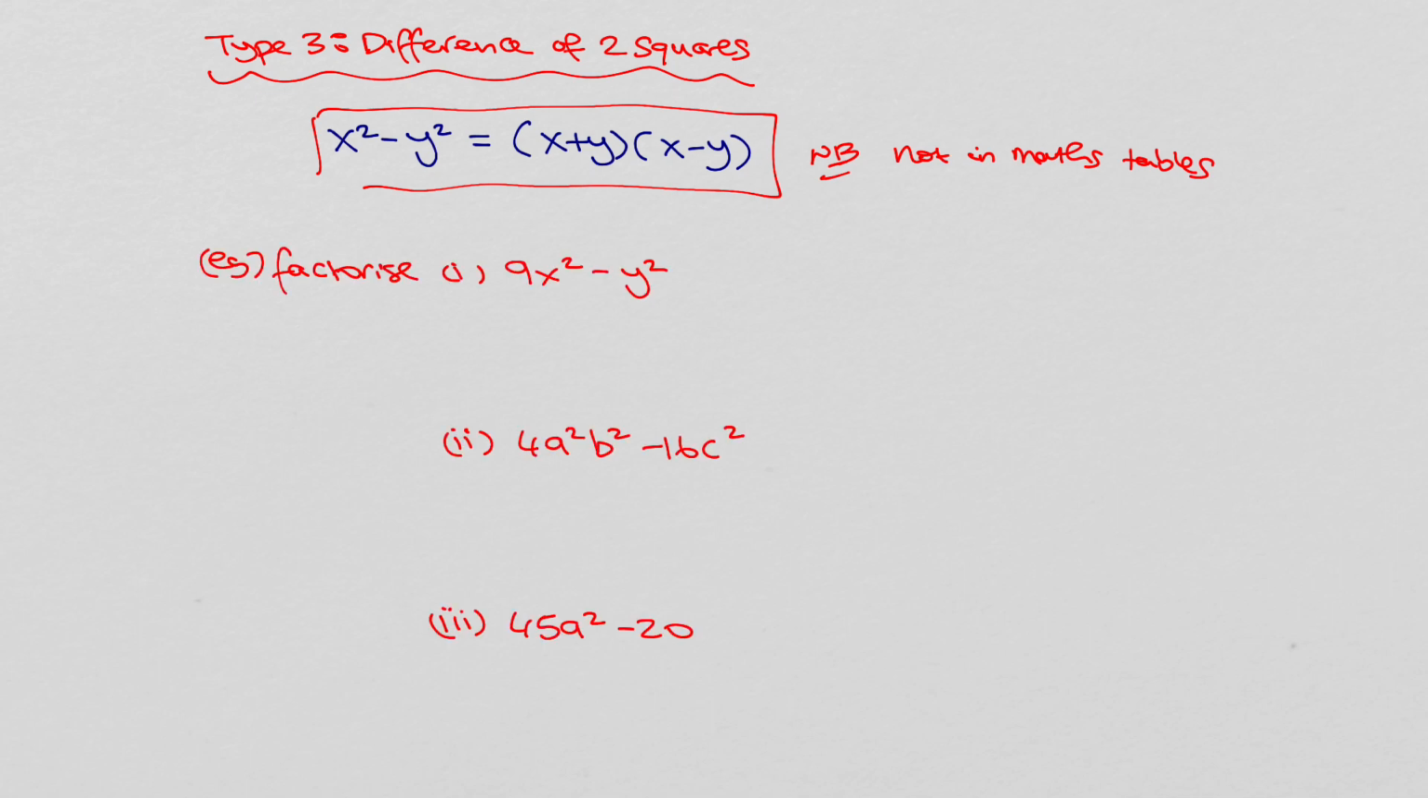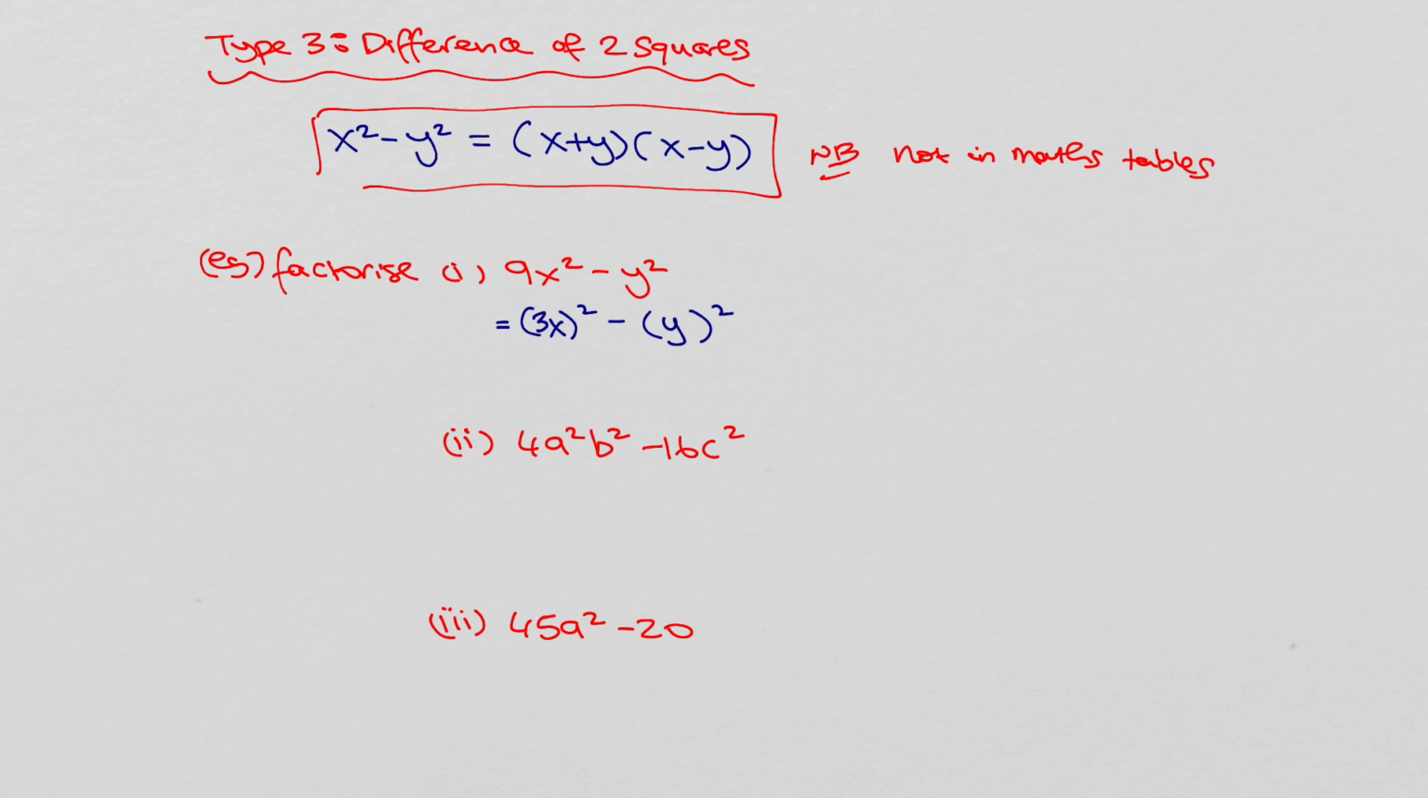So for instance, in the first example here, we have 9x squared minus y squared. So what we always want to do is write down something squared minus something squared. So we have to spot that we have two perfect squares and a minus between it, and then that should trigger that this is the difference of two squares. So what squared gives me 9x squared? Well, it's 3x. And what squared gives me y squared? Well, that's just simply y.